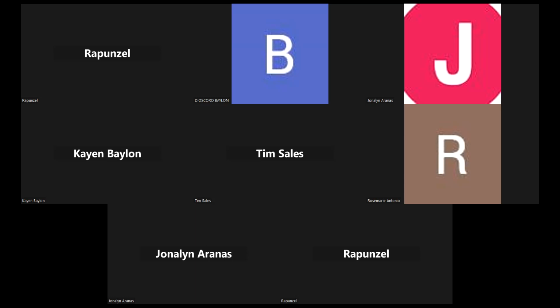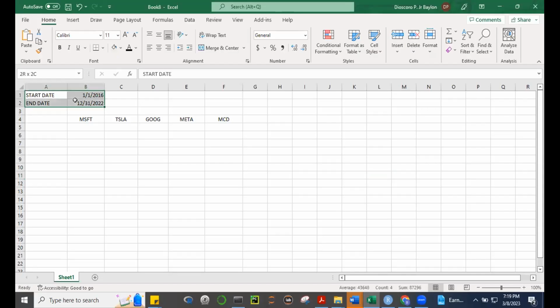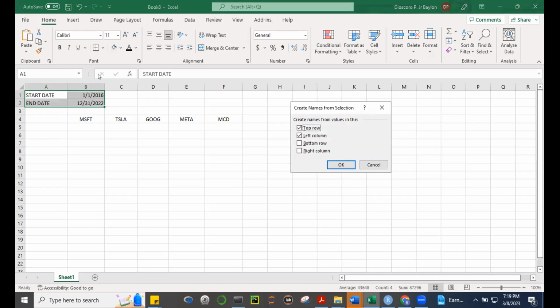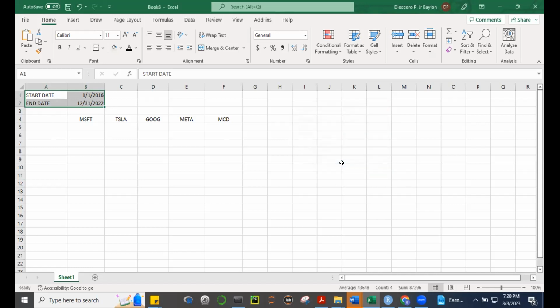Kasi kung sa Windows, share screen ako. Kung sa Windows kasi, pag hinighlight ko to, Control Shift F3, lalabas to. So ang ano diyan, create names from selection. So shortcut siya. And then I'll unclick top row kasi yung pangalan nasa left column. Ito yung pangalan na gusto kong ibigay dito sa cells na to. And when I click OK, what happens is that if I press the name box, ayun, may mga pangalan. Yung end date, if I click it, it refers to this one. Yung start date, if I click this, it goes here.